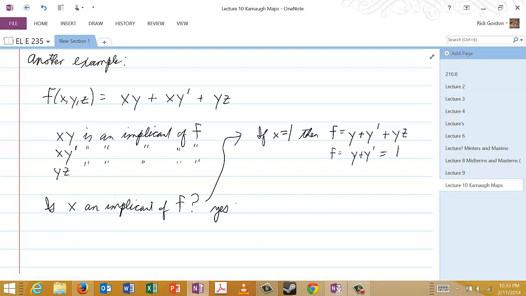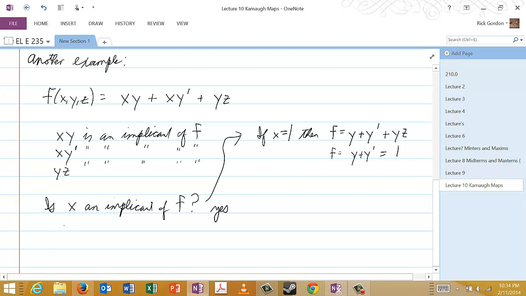Now, we'll understand much better when we get to Karnaugh Maps what we mean by prime implicant. But for right now, let's just say that a prime implicant is an implicant that has as few variables in it as possible. What I mean here is that xy is an implicant of f. Similarly, xy prime is an implicant of f, but actually it's not necessary for us to take both x and y. As we have found out here, x alone is an implicant of f. So xy would not be a prime implicant. It has more variables in it than we actually need. X is a prime implicant.